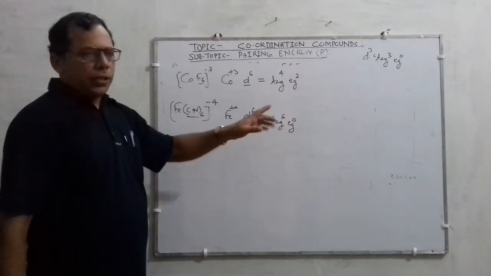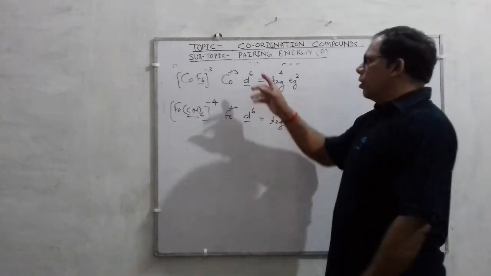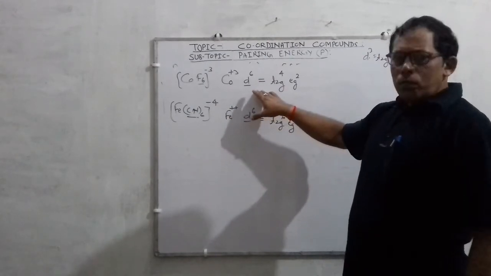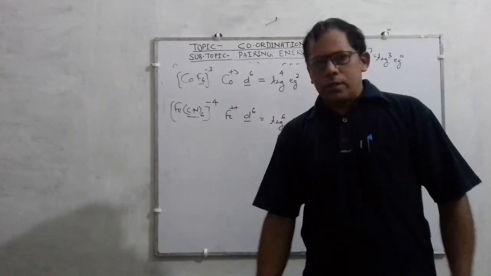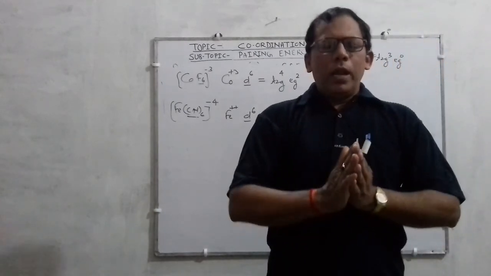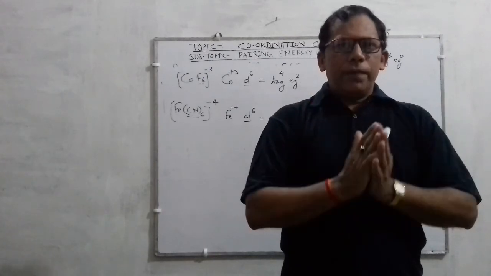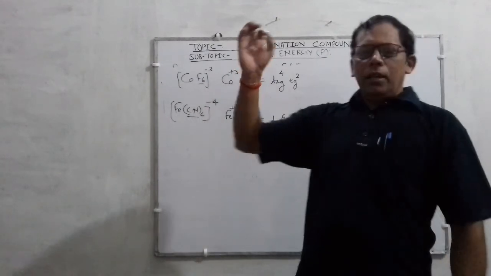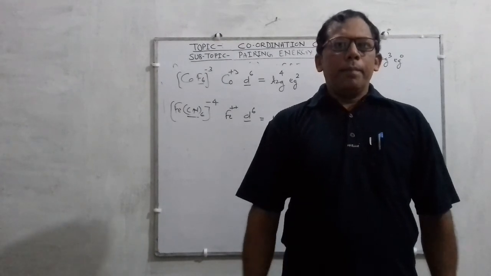On this basis, the electronic configuration of complex compounds can be written in the form of t2g and eg, and many questions ask you to write the electronic configuration of the given complex on the basis of crystal field theory. So children, do practice from models, and if you have any doubt you can ask. So this is all about the electronic configuration of complex compounds, and that is the way by which you can calculate the crystal field splitting energy. So this is all about CFSE, pairing energy and electronic configuration of complex compounds.